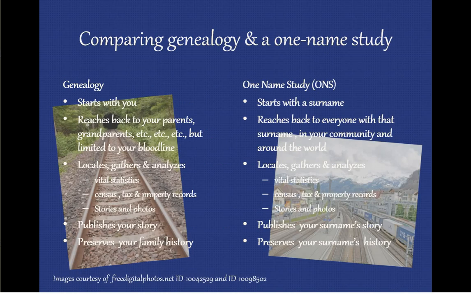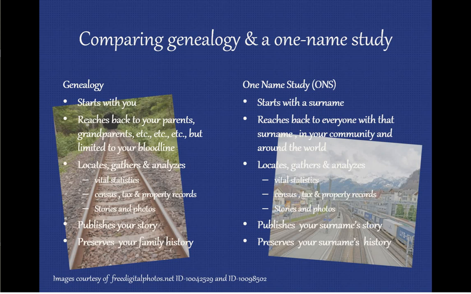Most of you have engaged in genealogy research, so I think it's important to compare and contrast genealogy and a one-name study. Now, the best analogy I can think of is train stations. I view genealogy as a single-track train station through a small town, focused, narrow, and convergent. I view a one-name study as a busy train station in a major city. Think Grand Central Station in New York City, many tracks in several directions and divergent.